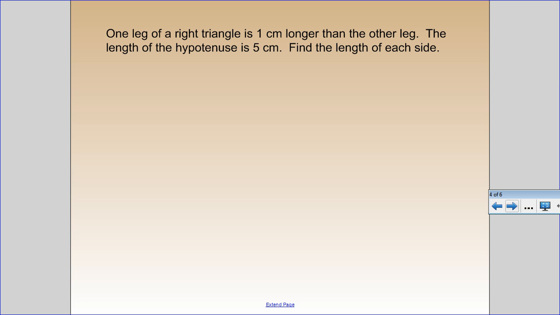So now that we know these formulas, let's look at 3 different word problems and figure out what type of technique we're going to want to use to solve them. One leg of a right triangle is 1 centimeter longer than the other. The length of the hypotenuse is 5 centimeters. Find the length of each side. So in this problem, it looks like we're talking about the word hypotenuse, and we're talking about 2 legs. So if we're talking about 2 legs and a hypotenuse, we are going to need to use the Pythagorean theorem to solve this. A squared plus b squared equals c squared.